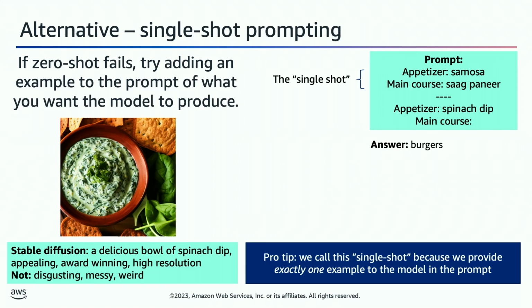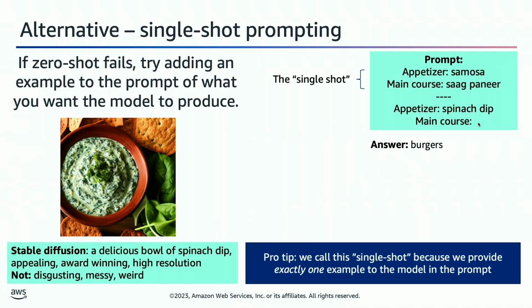So one alternative is called single shot prompting. If zero shot fails, you're going to try to add an example to the prompt of what you want that model to produce. So in my prompt, let's say I want my prompt to give me a main course suggestion. So I give it an appetizer, which is spinach dip, generated by our Stable Diffusion. So I give it the spinach dip, and then my main course, and I want the model to sort of answer.